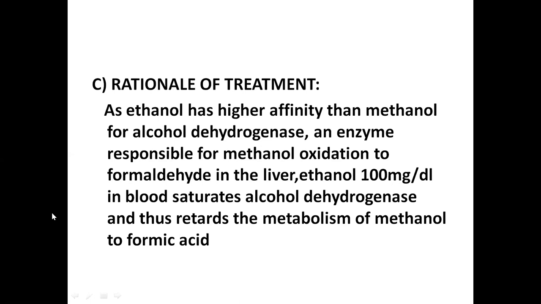Ethanol, 100 milligrams per deciliter in blood, saturates alcohol dehydrogenase and thus retards the metabolism of methanol to formic acid. This is how ethanol reacts. Retards the metabolism of methanol to formic acid. This completes the first question, first problem. Okay.